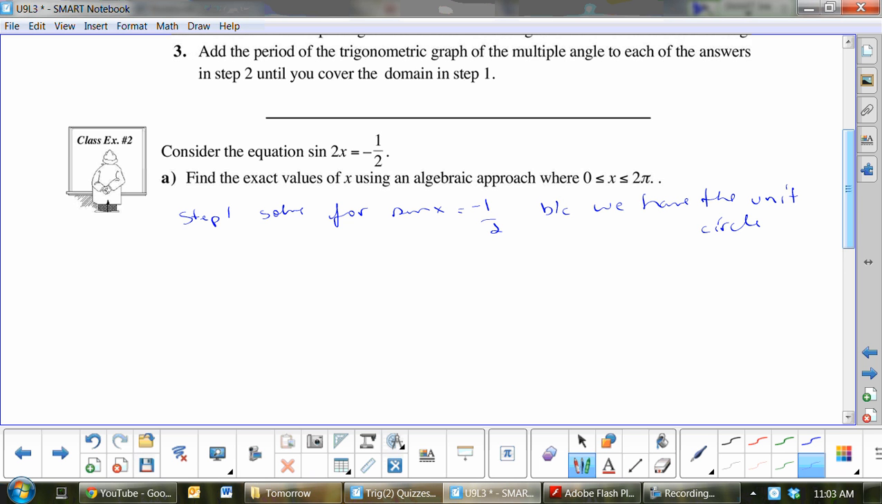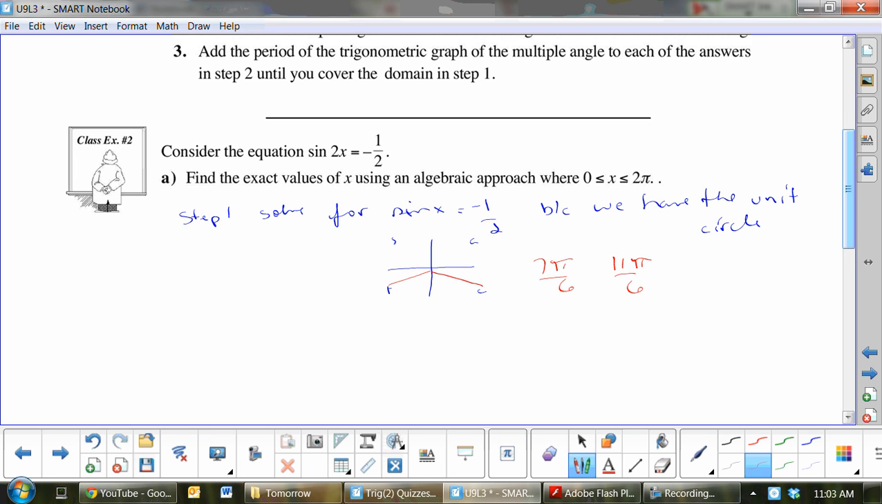See, we have to use what we know, and then we'll use another rule after that, okay? So, when does sine x equal negative a half? Come on, you guys have the world record for unit circle. You should be able to do this. 7 pi over 6 and 11 pi over 6. So the answers are 7 pi over 6 and 11 pi over 6.